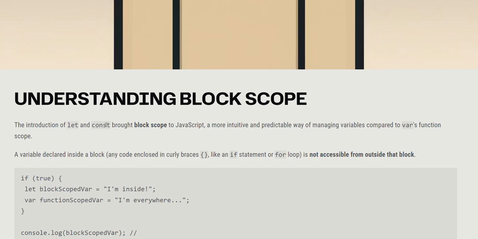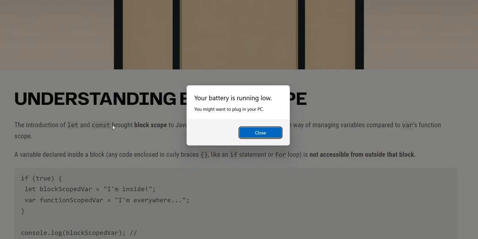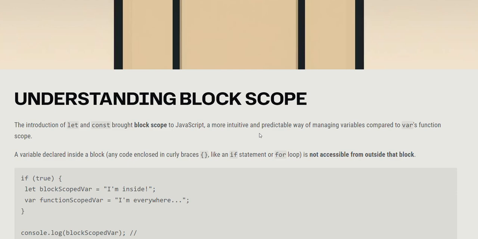Understanding block scope. The introduction of let and const brought block scope to JavaScript, a more intuitive and predictable way of managing variables compared to var's function scope. A variable declared inside a block enclosed with curly braces, like an if statement or a for loop, is not accessible outside the block. So this was the sample example I have provided for you.